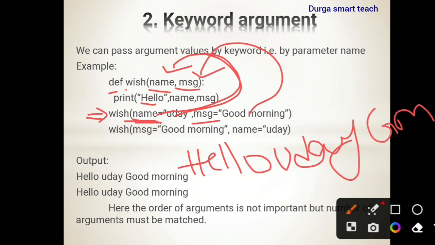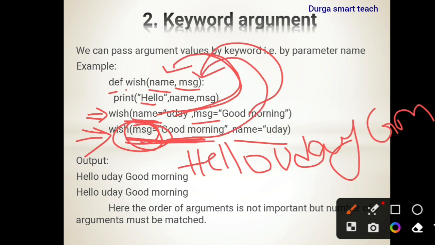Okay, next I am again calling the same function wish. Now I am passing the same parameters, but using keyword, that is the parameter name. If you observe, the message is given in first position. So here we interchanged the positions. Message is first, name is second, but we are giving the values based on keys. So good morning will be stored in message and Uday will be stored in name.